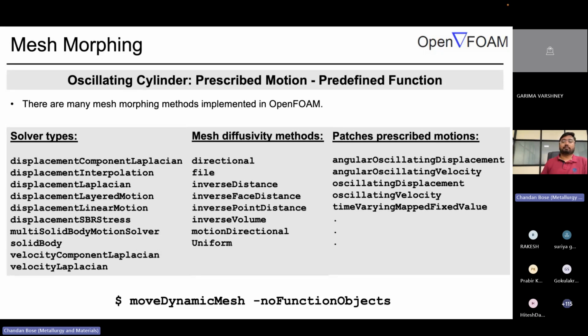Now, this command is very useful to check the mesh motion, whether it is incorporated in an appropriate fashion. The command is moveDynamicMesh with no function object. If you use this command, it does not solve your governing equation, but it only replicates how the mesh motion should be based on the dynamic mesh dict, which is easy for you to quickly check whether the functions you are using are appropriate for your problem or not.